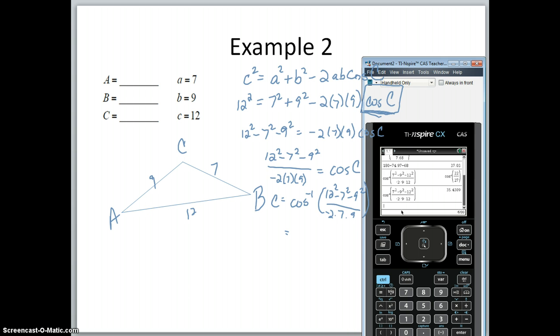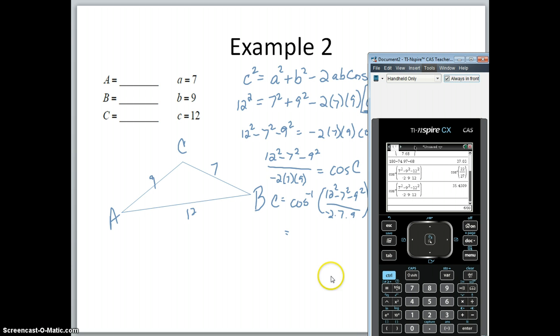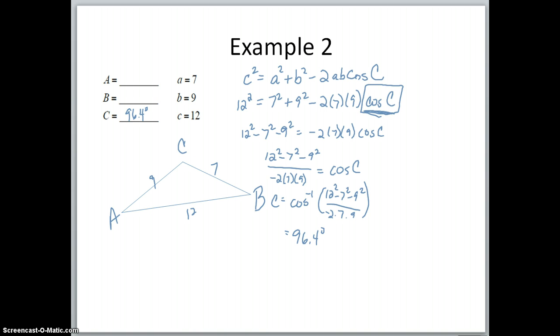So let's bring up the calculator. That gives us 96.4 degrees. So that's our angle C. Once I have that figured out, then I'm going to go to the law of sines. So now we have this angle here. Okay, now we can use the law of sines. So we're going to go sine of C over C equals sine of A over A.